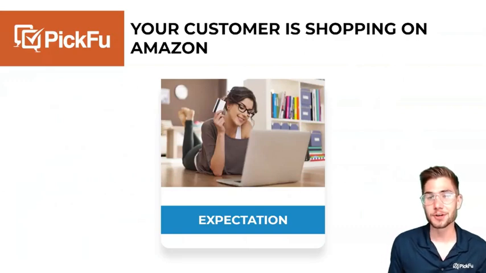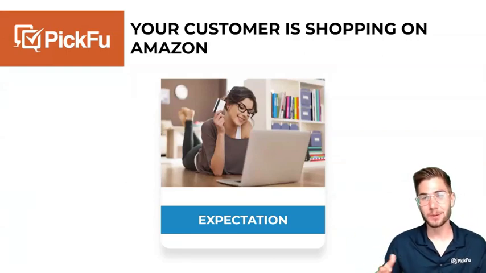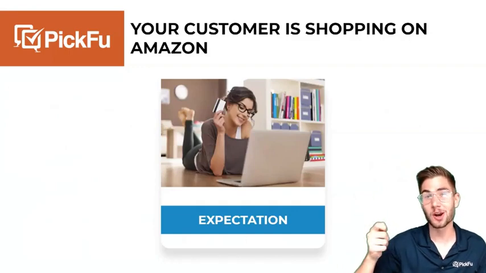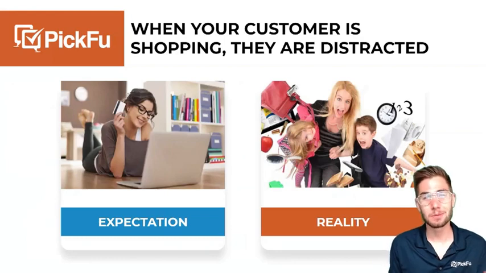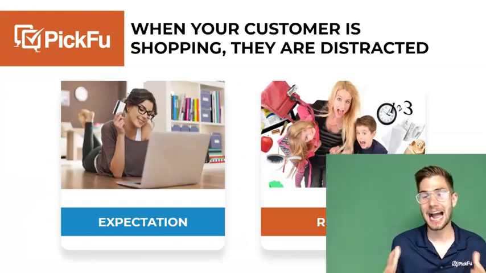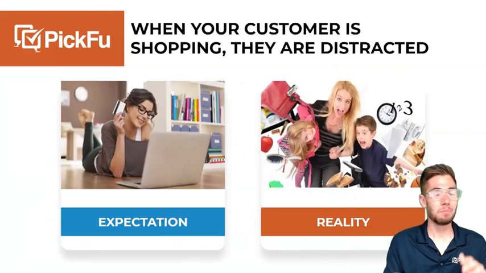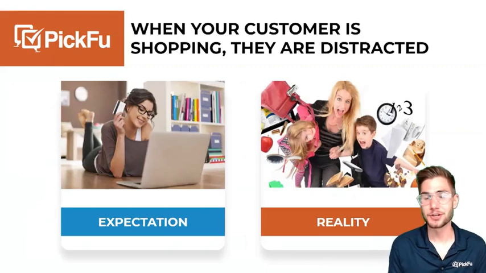A lot of us as sellers have this expectation that the shopper looks like this: they're sitting there, they've got their laptop open, a smile on their face, and they've got their credit card out and they're ready to buy. But in reality, when someone's shopping on Amazon, they're engaging in distracted shopping. They're not sitting there with their credit card out. More likely they're very distracted. The phone's going off, the kids are running around in the background, the dog's barking. It's been a crazy year with COVID.